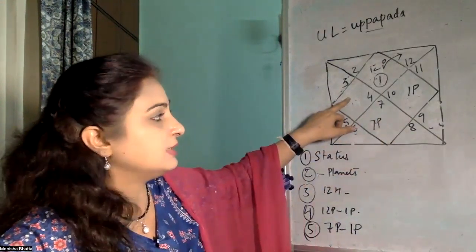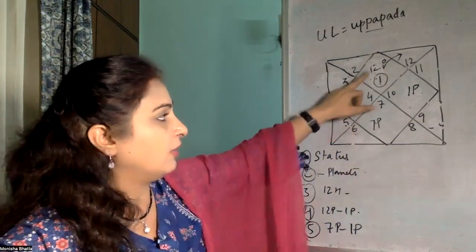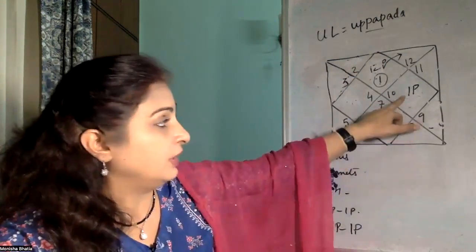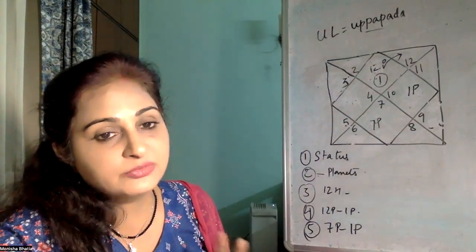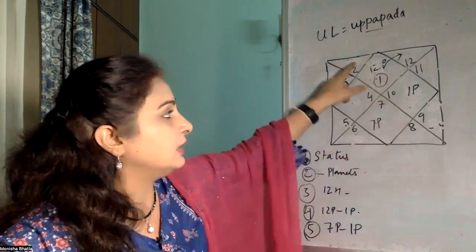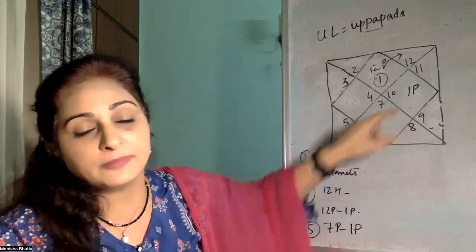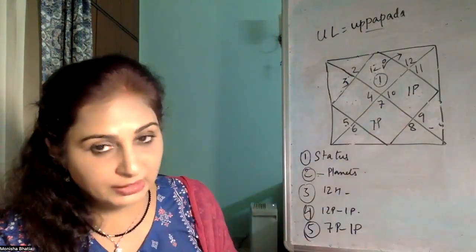If the 7th pada is in the Kendra, say here, or even here, then also you can say the sexual compatibility between the partners is very good. If the 7th pada is in the trines to the 1st pada, then also it is very good.